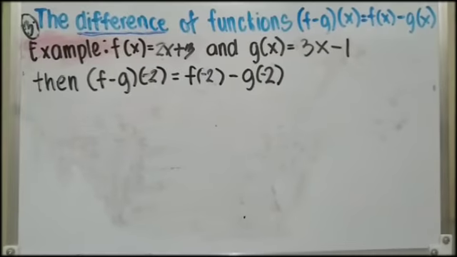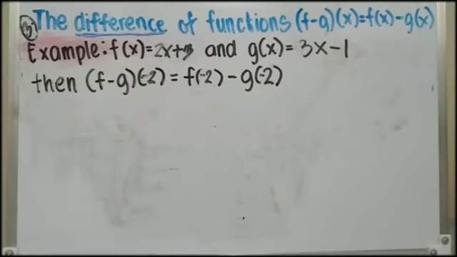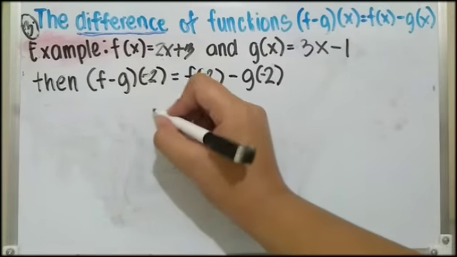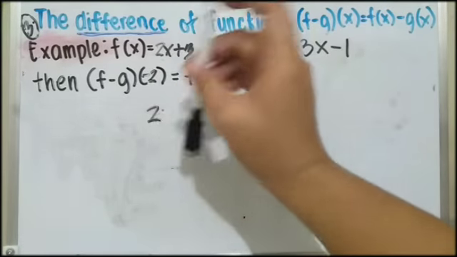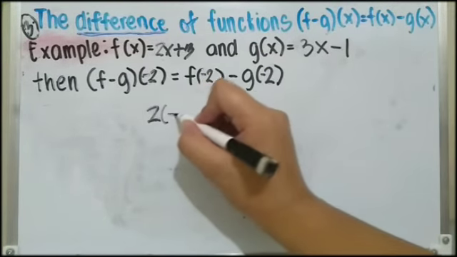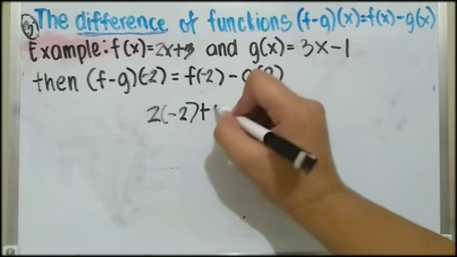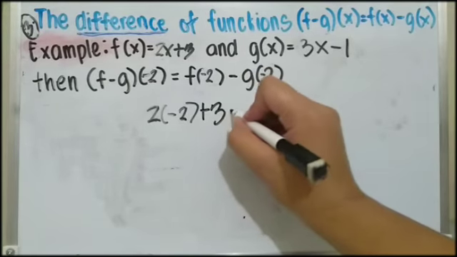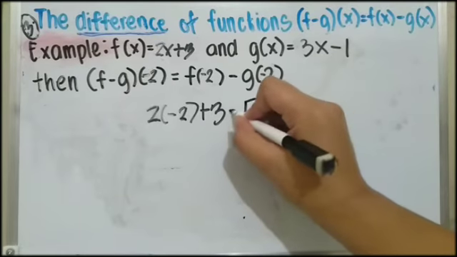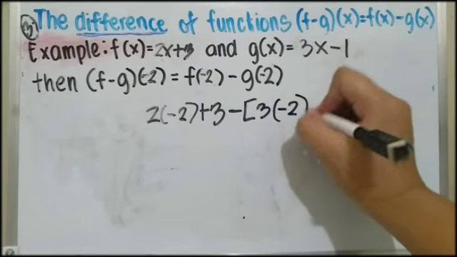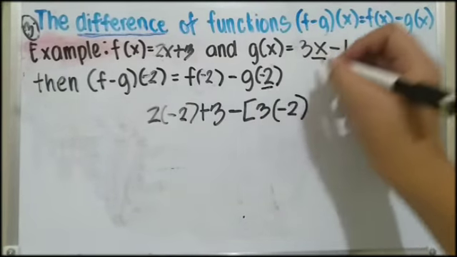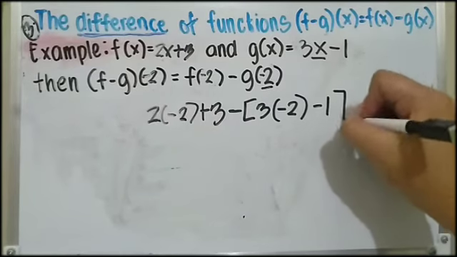So for example number 3, as you can see, the value of x has changed into negative 2. So all you need to do is to put the value of f(x), which is 2x, and the value of x is negative 2. So negative 2 plus 3 minus 3 times negative 2. So the value of x is negative 2 minus 1.